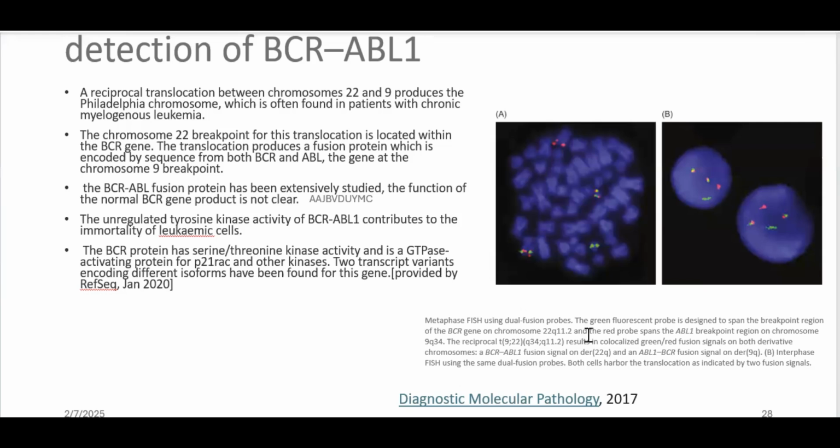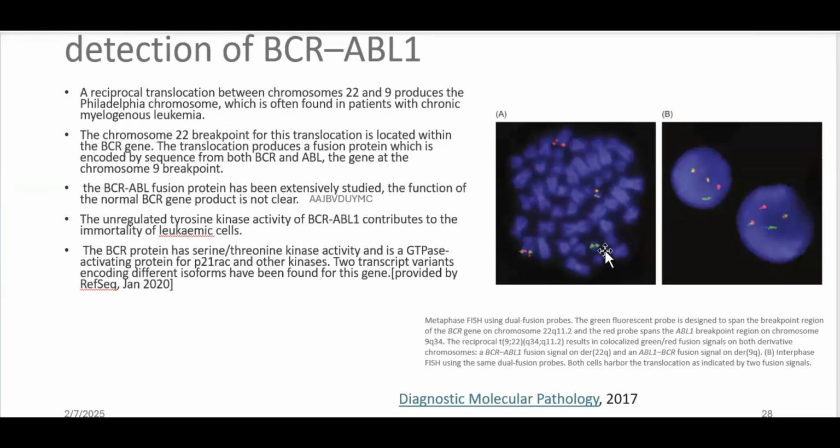So the green fluorescent probe is designed to find the breakpoint region of the BCR gene, because there are two genes breaking at two points. So specific for BCR and specific for ABL, you have two fluorescent probes. That is why it is referred to as a dual fusion probe. So you can localize the presence of these fusion regions.